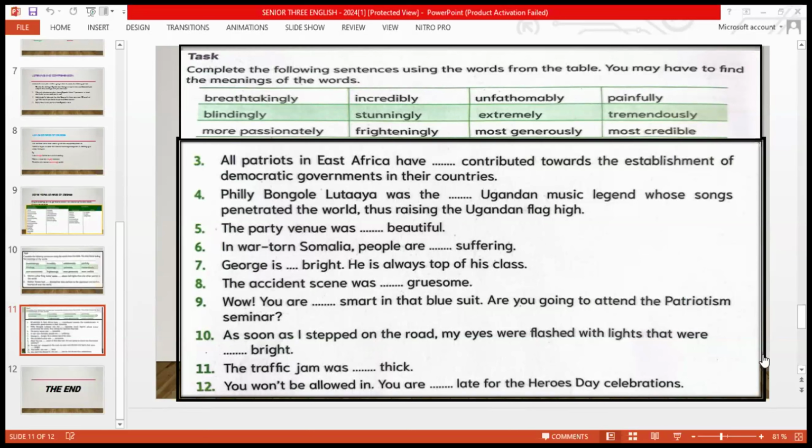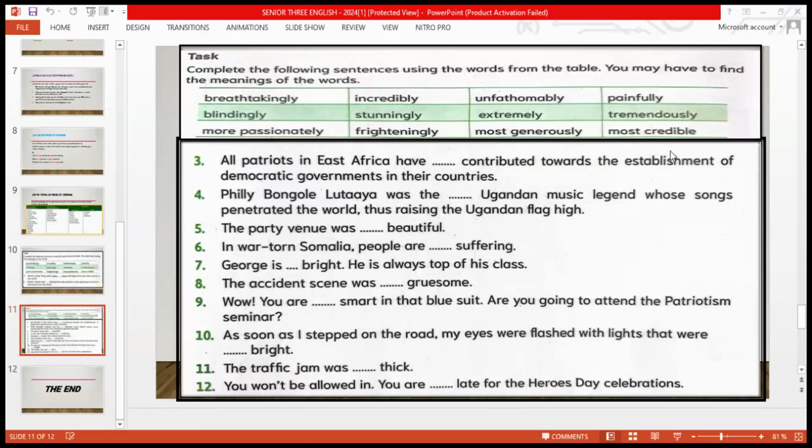Let me see who is doing number six for us. Karen, do you want to try again? Yes, Karen. Karen? Yes, we are trying to hear you. Give us your answer. We'll see if we can get it. George is extremely bright. He's always top of his class. Okay, thank you. Karen, I want you to do number six.